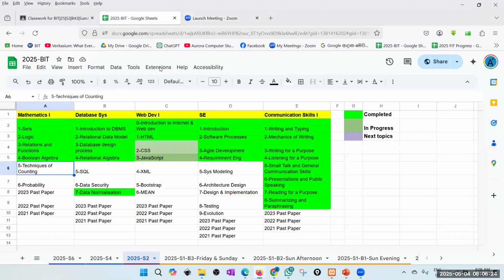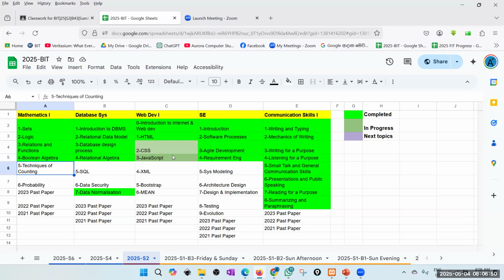So let's first move on to maths. Last time we did finish relations and functions. I want to do some past paper questions on relations and functions, but because we are almost at the end of the syllabus, let's finish the syllabus and straight away do the past papers.